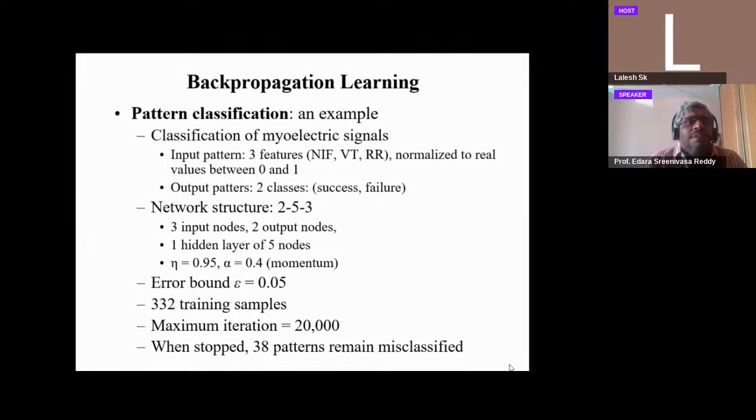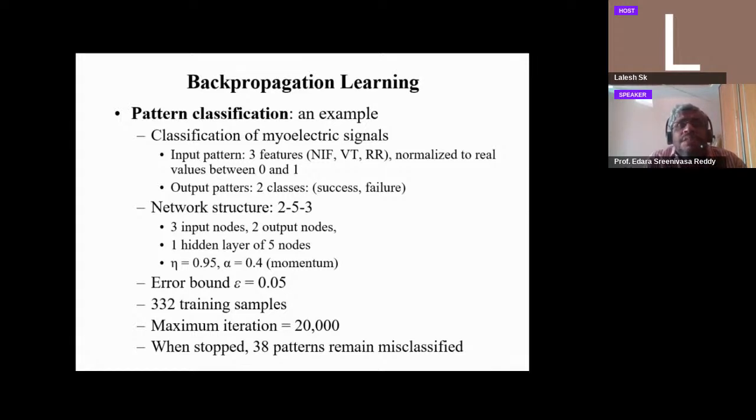Another example is classification of myoelectrical signals. In the input pattern, we have three features normalized to real values between 0 and 1. So here also is normalization. Normalization and conversion is very, very important. A neural network will take only numerical values as input, whether fractions or integers, since we are doing a mathematical calculation inside the neuron. A neural network is nothing but a mathematical calculating machine. So even if we have words, we must convert them into numericals.